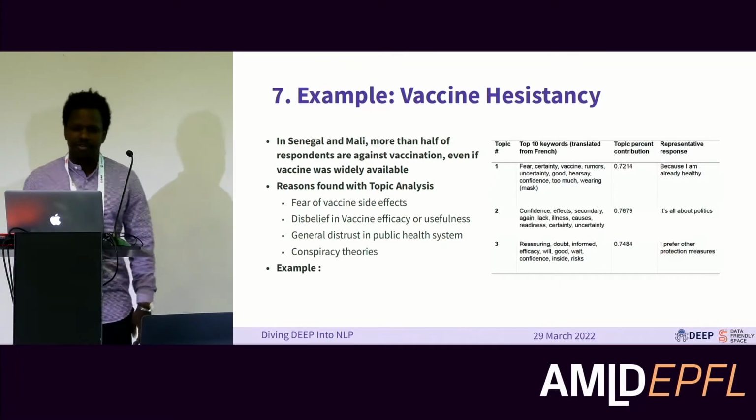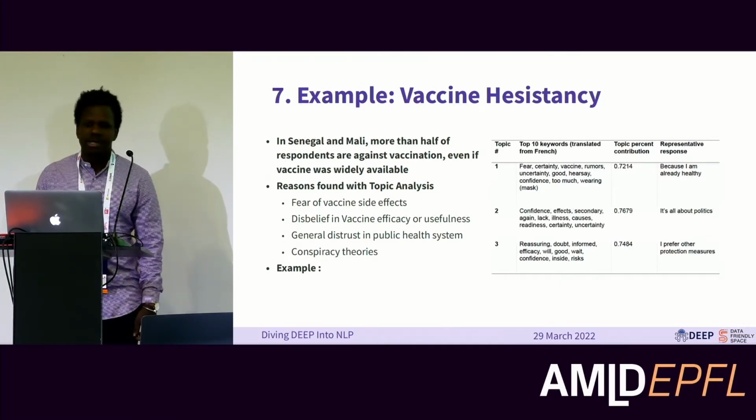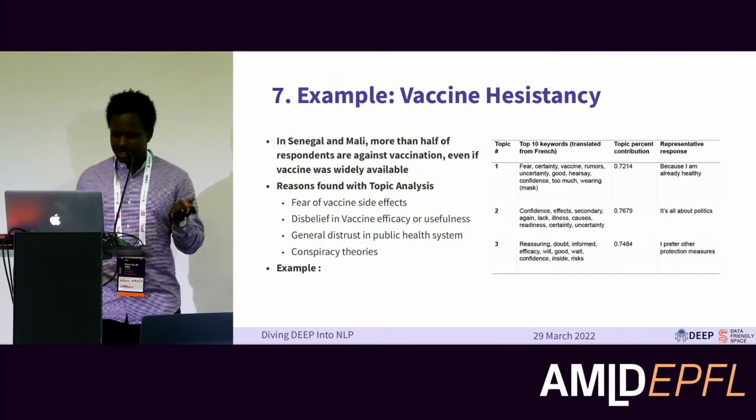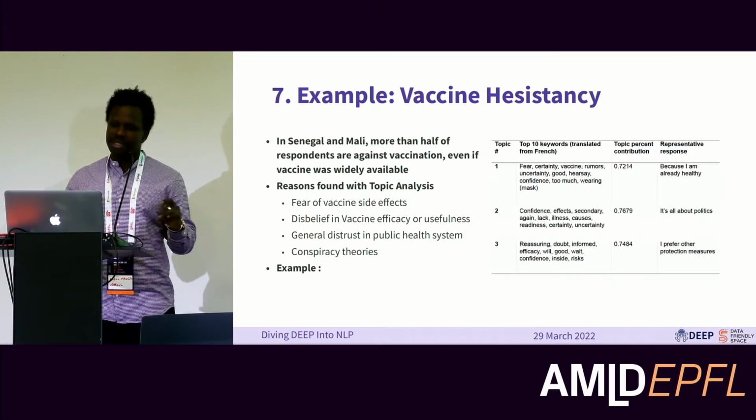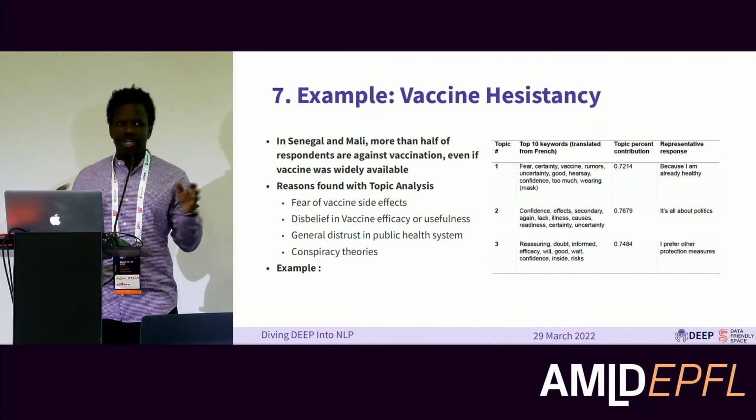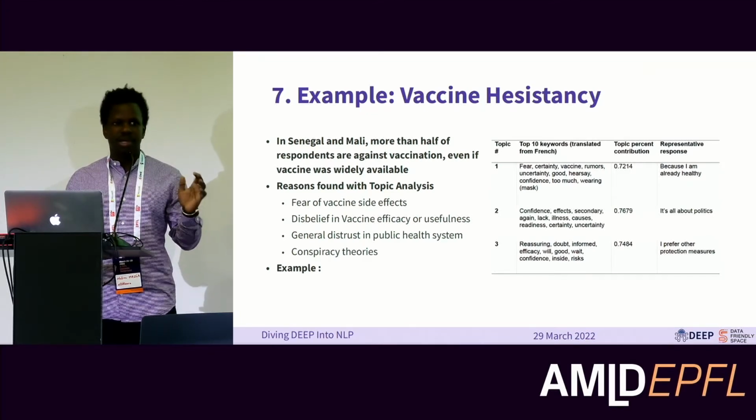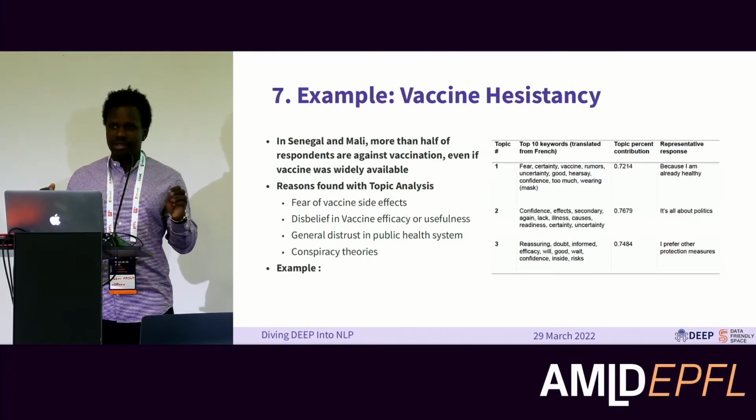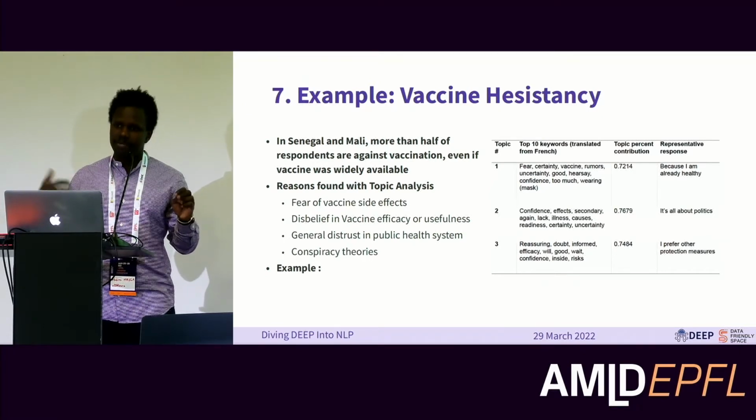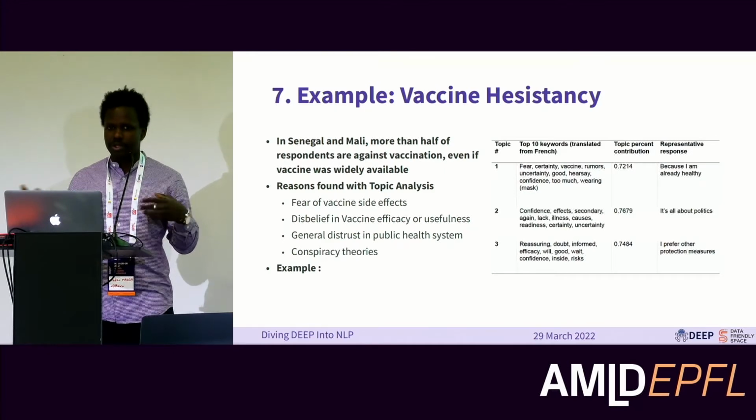Okay, so the first example. We are actually writing an article on that: vaccine hesitancy in both Mali and Senegal. We have quantitative data, so we can know how many people want to get vaccinated. And as we saw, people were really against vaccination at first. More than half in both Mali and Senegal were against vaccination. And at the time of the second round of interviews, the vaccine was already available, but people refused to get vaccinated.